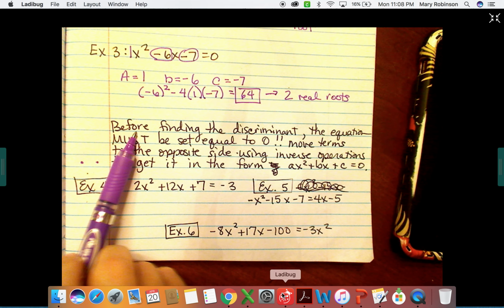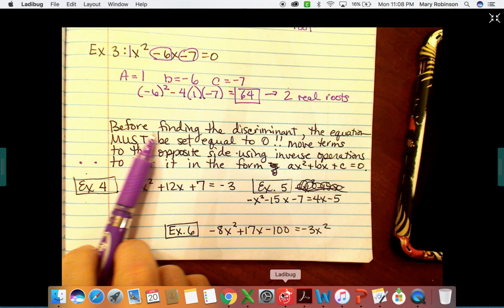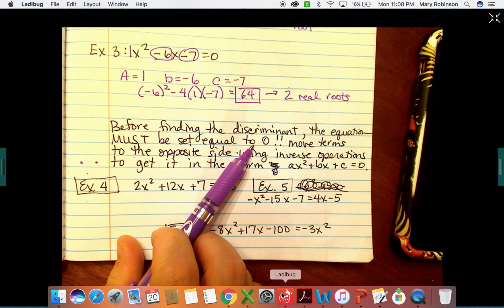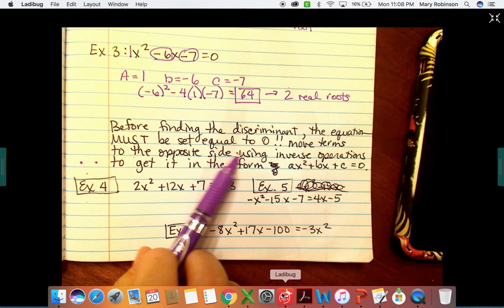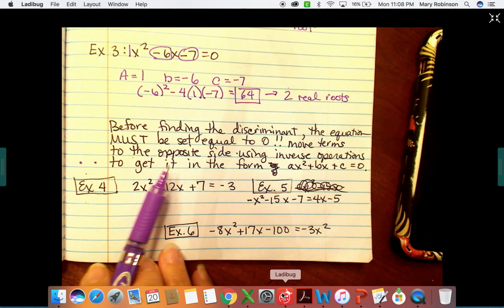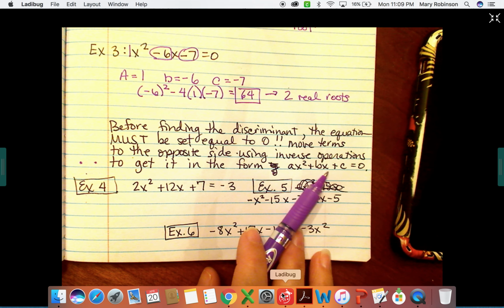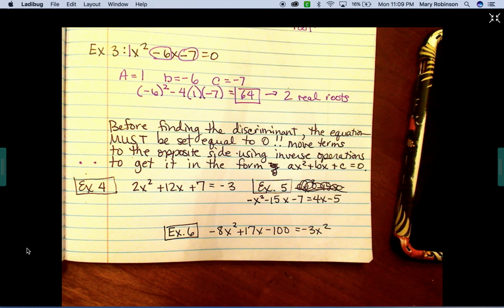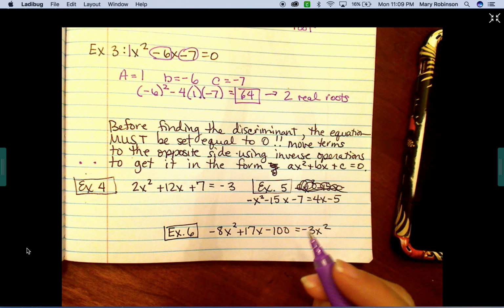It says, before finding the discriminant, the equation must be set equal to 0. Move terms to the opposite side using inverse operations. Remember, inverse operations are like, if you see a number being added, you need to subtract it. That's the inverse operation. Subtracting is the inverse of adding and vice versa. Multiplying is the inverse of dividing, etc. But you'll just either have to add or subtract. So your job is to get it in the form ax squared plus bx plus c is equal to 0. So I've got 3 examples here that look very much like the problems from 6 through 10 on Delta Math.